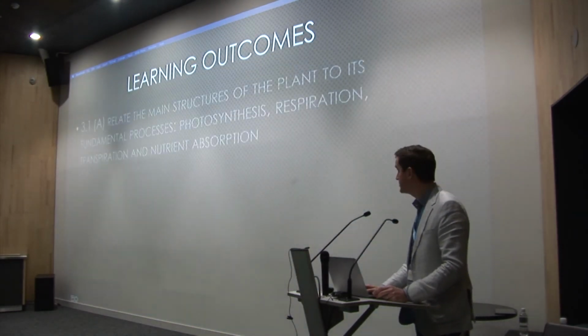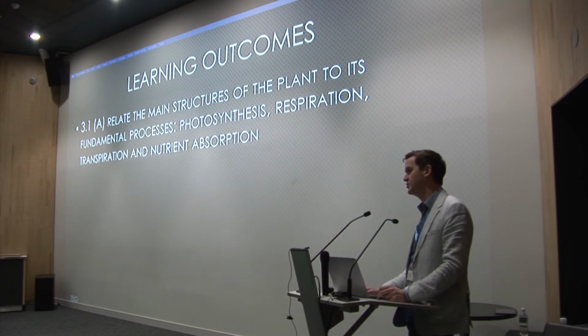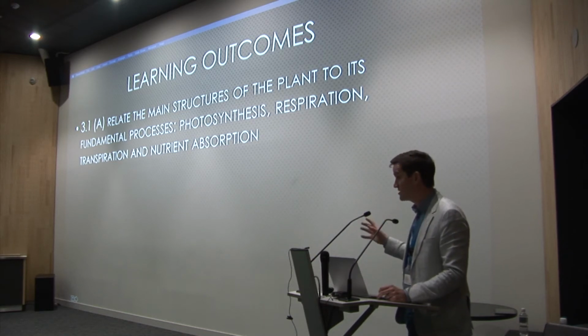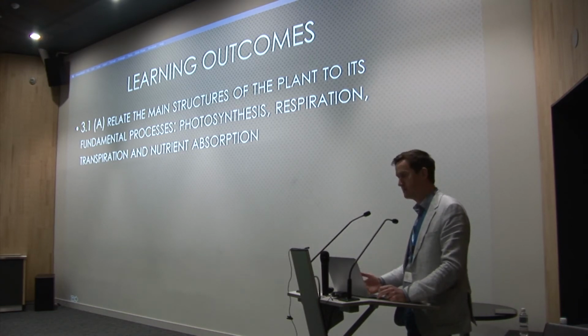A couple more examples. What are the main parts of the plant? Are they the leaf, the stem, the roots? Are we talking about cells? Are we talking about specific cell types? With regards to those processes, this is the only mention of them within the specification. So how much detail do we have to go into photosynthesis, or respiration, or transport, or transpiration, or nutrient absorption?